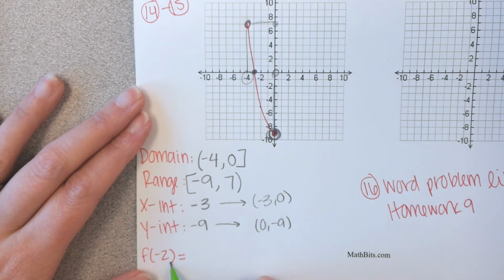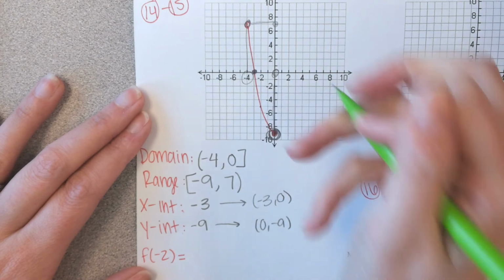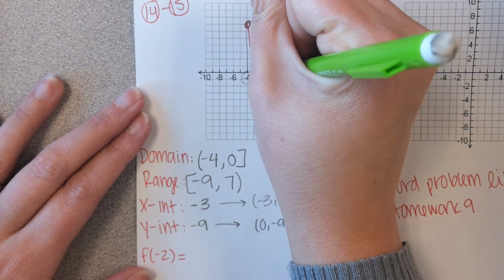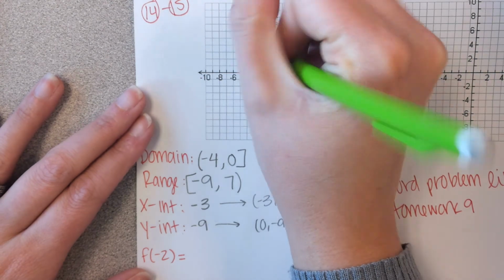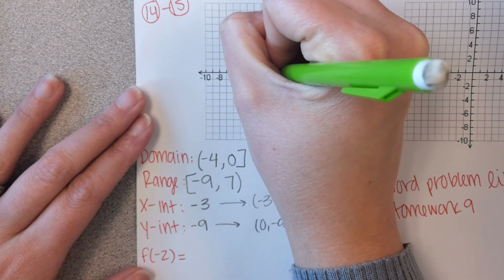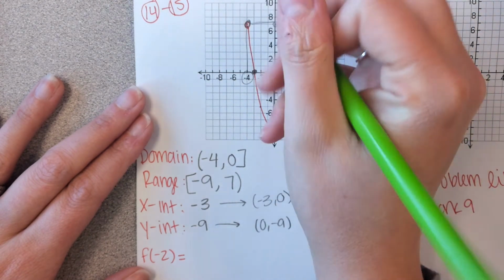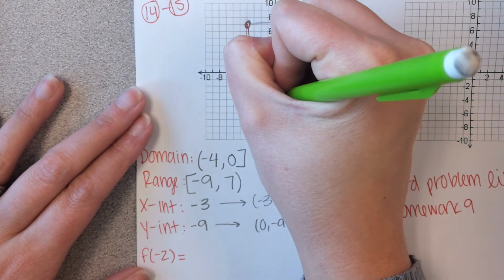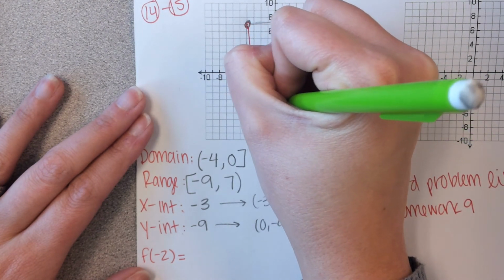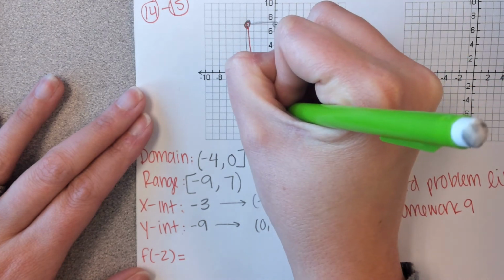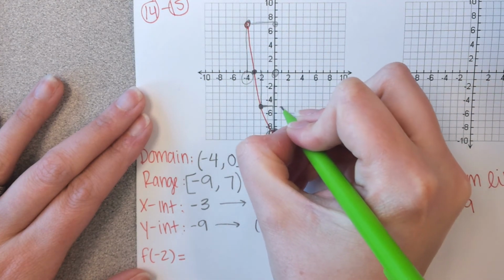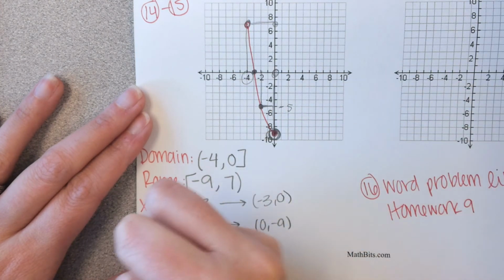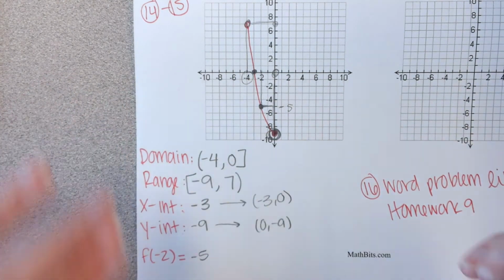For f of negative 2, it wants you to go where negative 2 is on the x-axis, and then go up or down to find the graph. So I'm going to have to go down, and it looks like right here is where I hit the graph. What number is that on the y-axis? It's negative 5. So f of negative 2 equals negative 5.